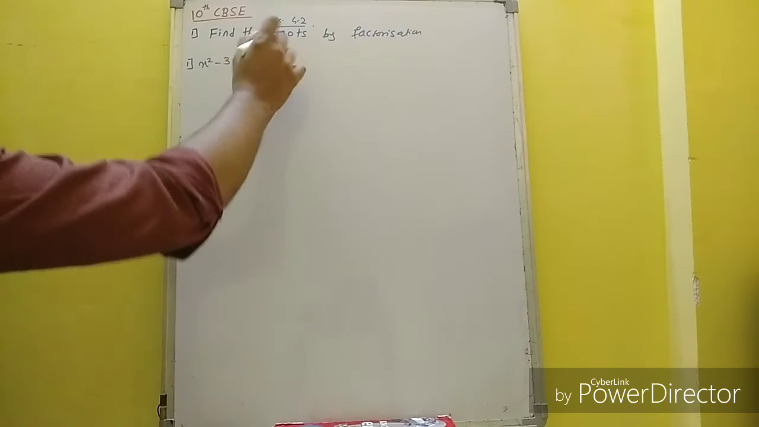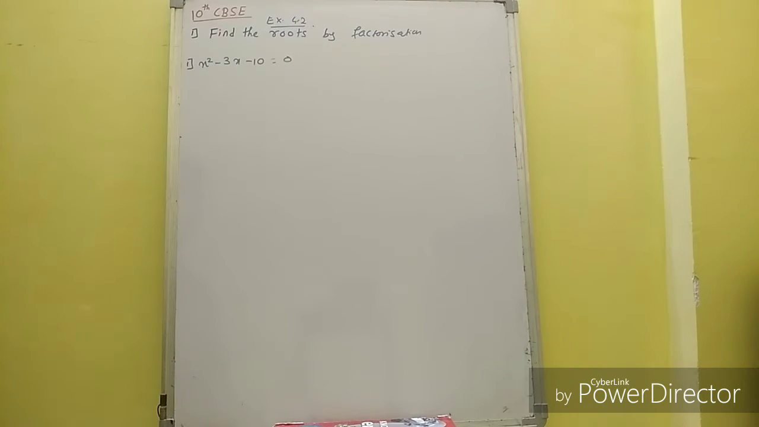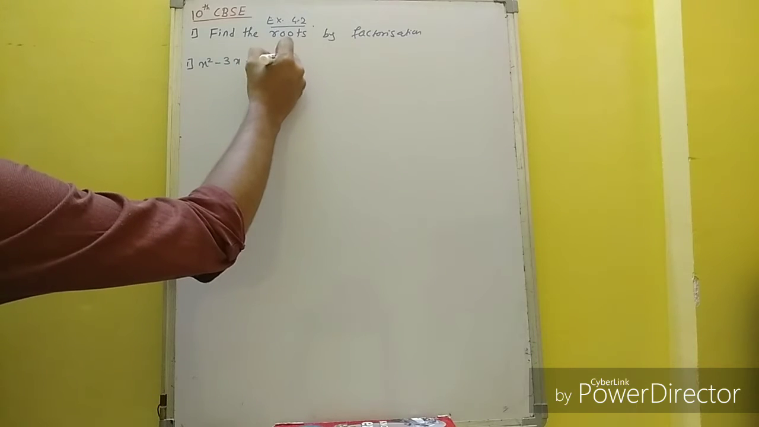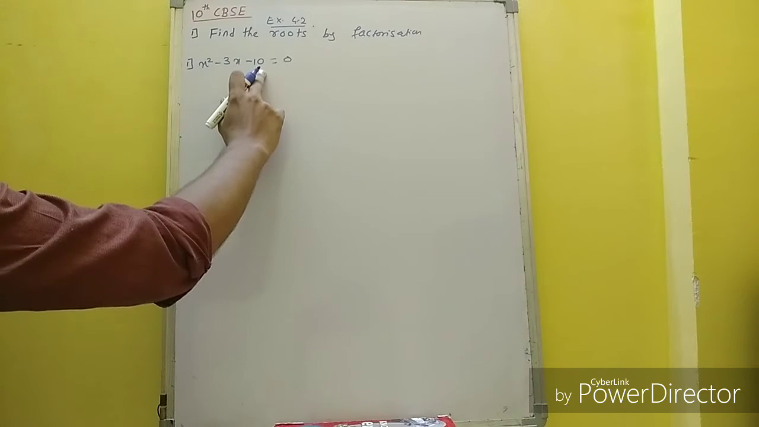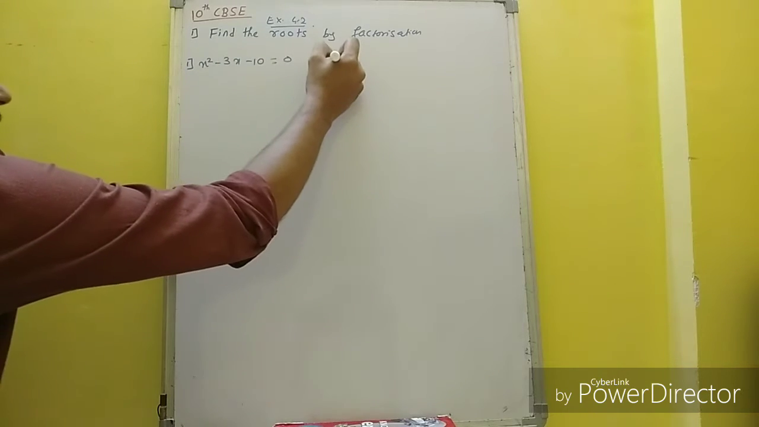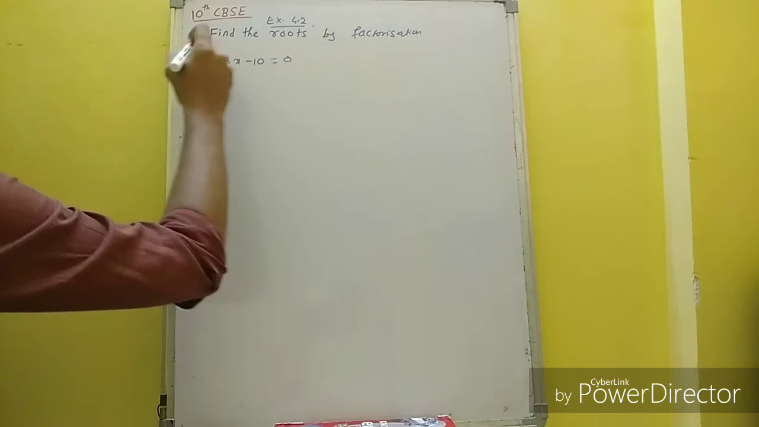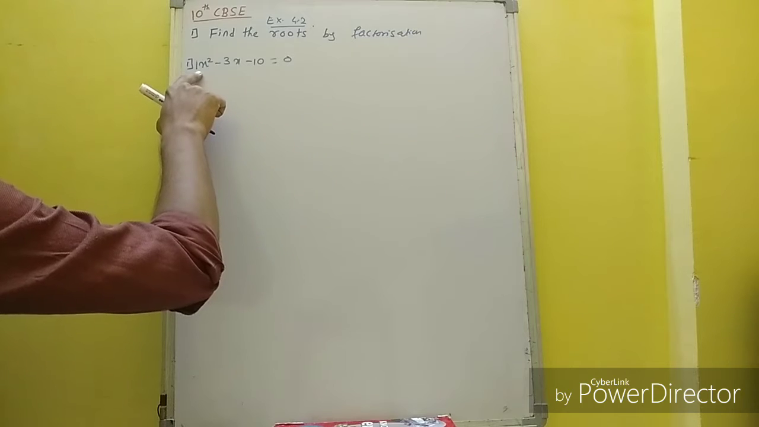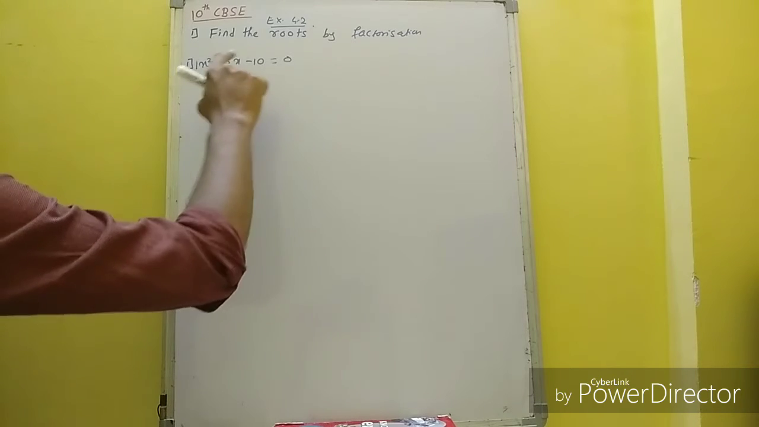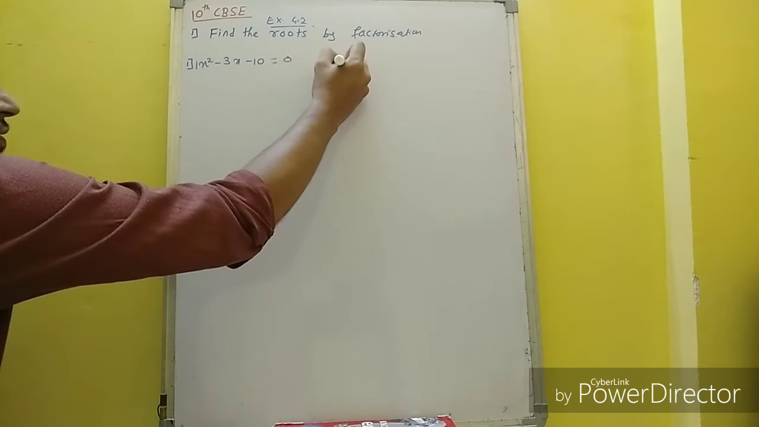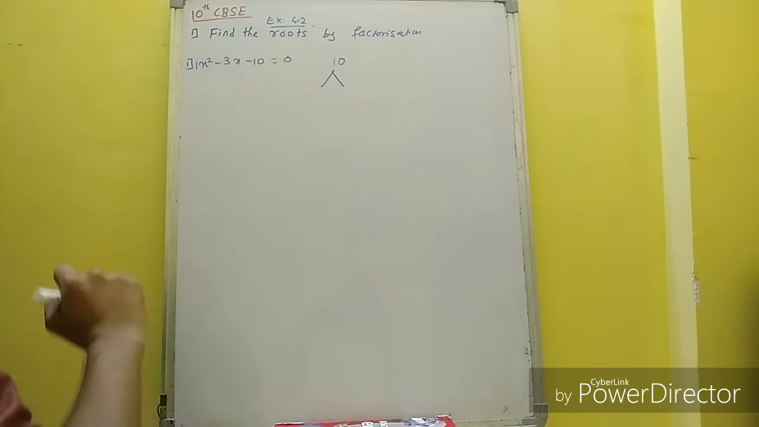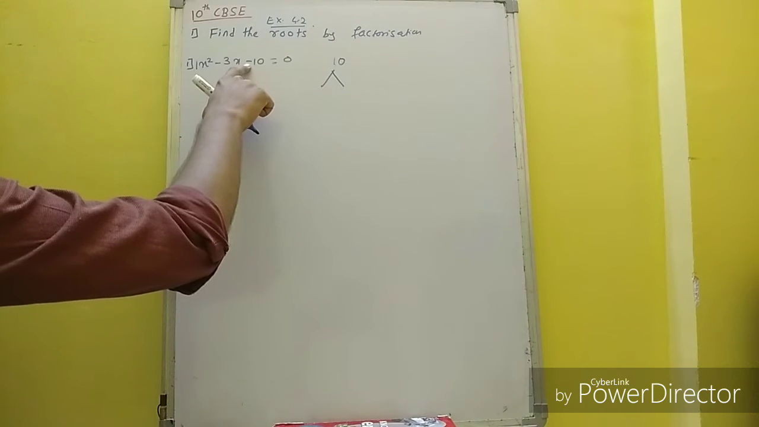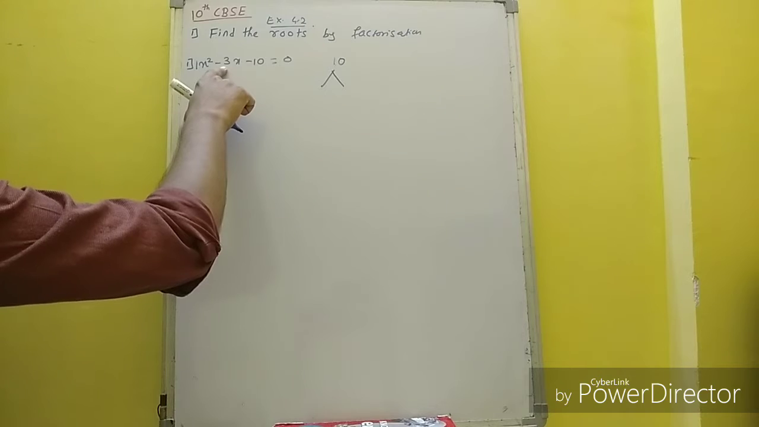Okay, in exercise 4.2, find the roots by factorization. So we have to factorize this term, and for factorization, first of all you should multiply the first term by the last term, that is, the coefficient of x square and 10. So 10 ones is 10. Minus sign means subtraction, and in subtraction we want 3.